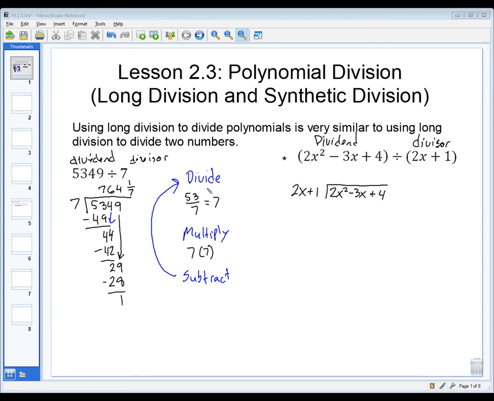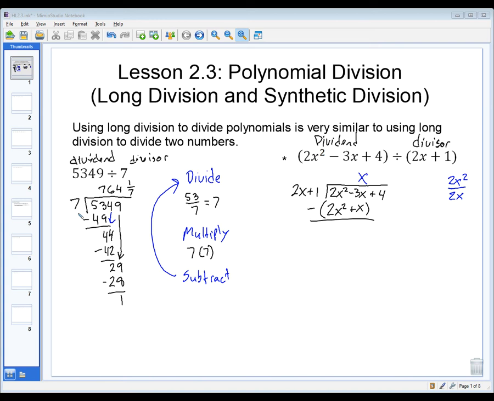I only used 53. So I'm going to take the 2x squared and divide it by the divisor, but I'm only going to use a portion of it also, just the first term. So 2x squared divided by 2x gives me an answer of x. Now I multiply this answer I just got into each one of the divisor. So that gives me 2x squared plus x.